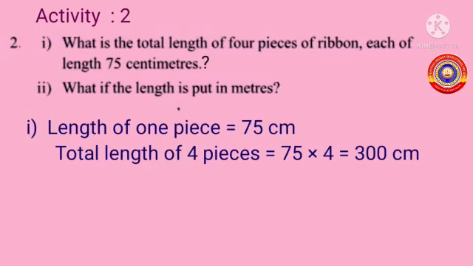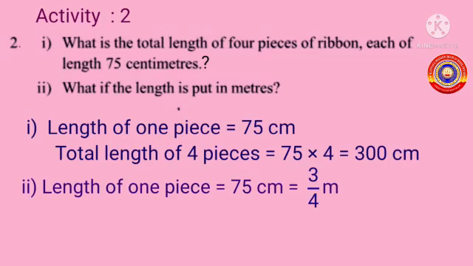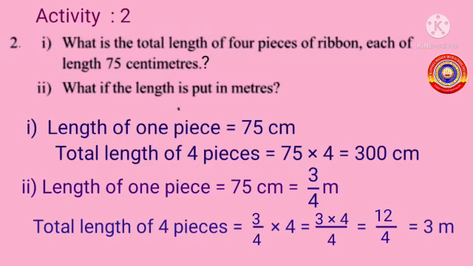Now, let's find out the length after putting it in meters. Length of one piece is equal to 75 centimeters. That is equal to 3 by 4 meter. Therefore, total length of 4 pieces is equal to 4 times 3 by 4.